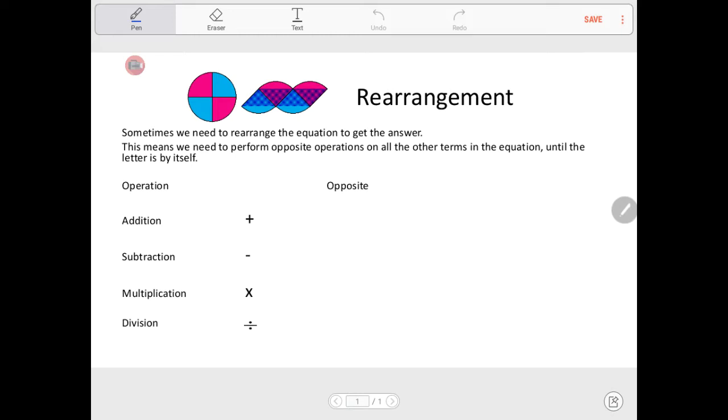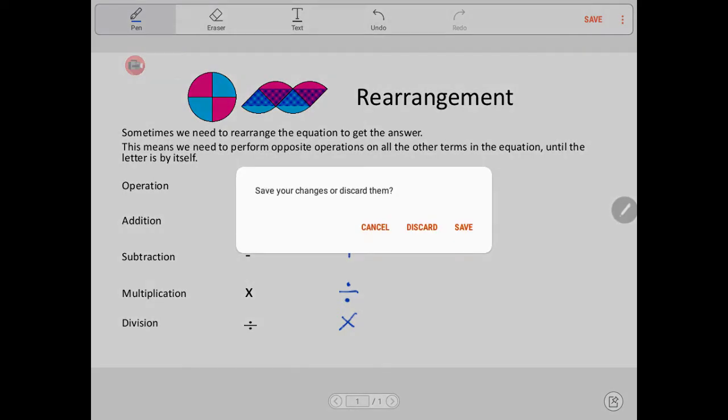So when I talk about a mathematical operation, I'm talking plus, minus, times and divide, and the opposite to plus is minus. And what's the opposite to minus? Plus. What about the opposite to multiplying something? Well, that's to divide something. So of course the opposite of dividing is timesing. So how do we use this to solve linear equations? Let's have a look.